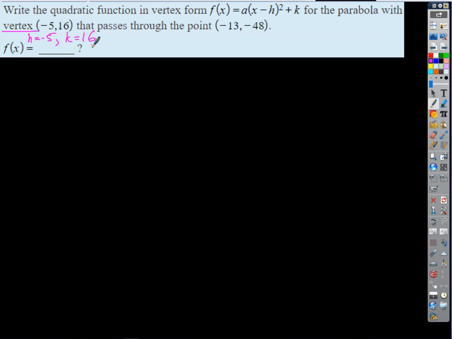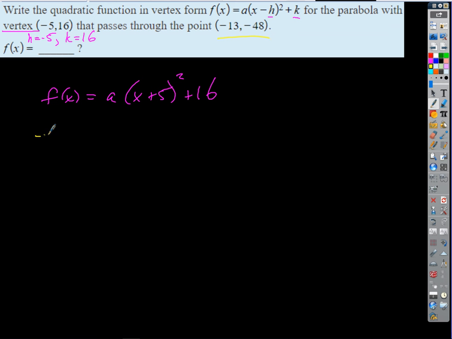So this ends up being an easier problem, doesn't it? So we end up then with, if we plug those in, f of x equals a, I'm able to fill in those two, times x minus -5 squared plus 16. I've only got one unknown left to find, and so I only need one other point, and there it is, right? So if I plug those values in, if I use that solution, I'm fine.